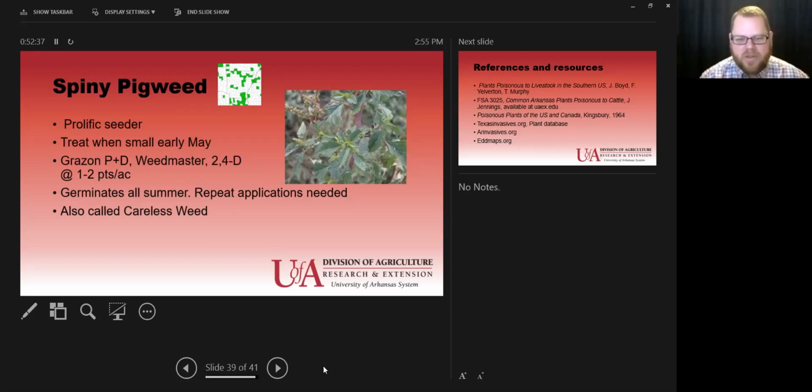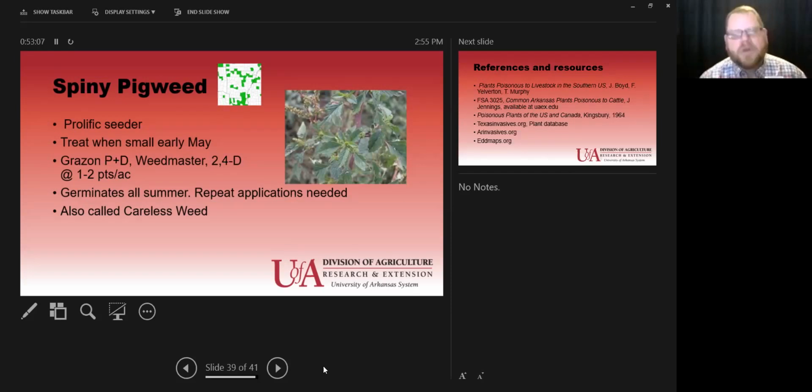This isn't one of those things that you're going to spray out and get rid of it and not see it again. The recommendations of Grazon and Weedmaster and 2,4-D do an excellent job, but the amount of seeds that are found on a pigweed plant means that repeat applications must be made. You will kill that adult plant, but you won't do anything to the seed. And it won't take long for that seed to get out and become a problem.